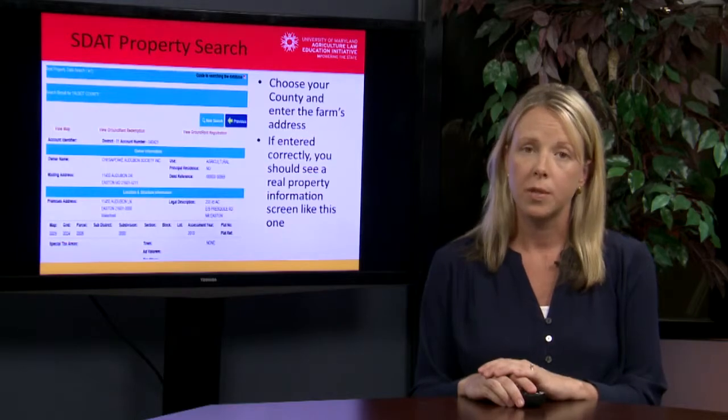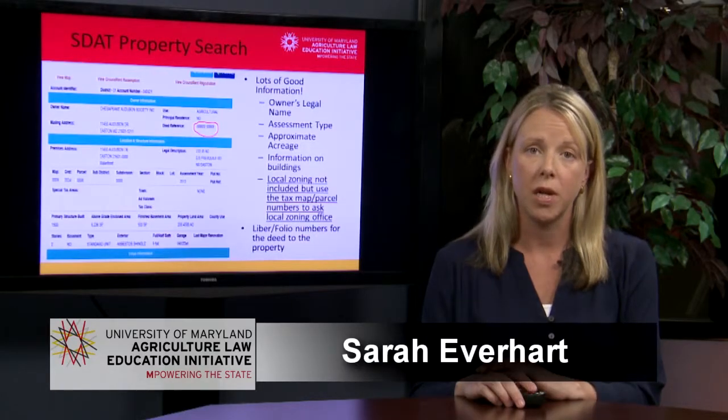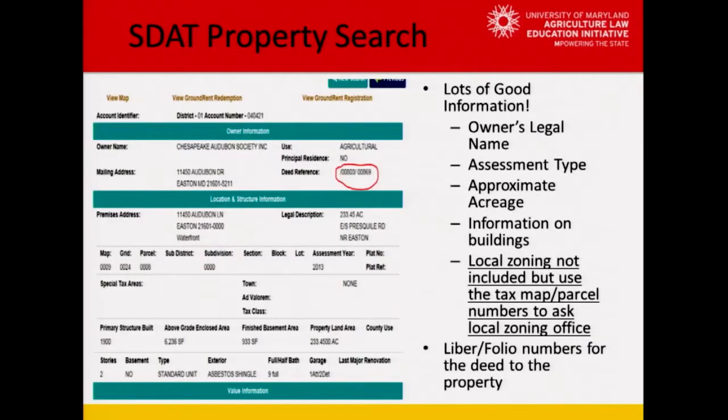I warn you, this website can be a little bit finicky, but if the address is entered correctly, you should see a real property information screen for each piece of property in Maryland, similar to what is shown on the screen. The real property information screen has a lot of good information, so take a close look. At the top of the screen, you'll see the legal owner's name, which in the case of a property owned by a corporate entity can be important information.